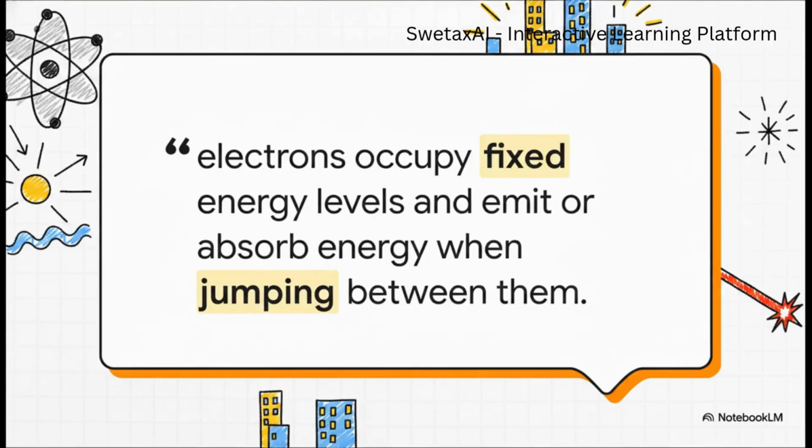If you want to commit the absolute essence of this explainer to memory, this is the definitive summary. Bohr proposed that electrons occupy fixed energy levels and emit or absorb energy when jumping between them. That single sentence right there represents a monumental leap in human intelligence. It acts as the fundamental scientific law for the glowing lights in our cities, the lasers in our technology, and the starlight in our sky.